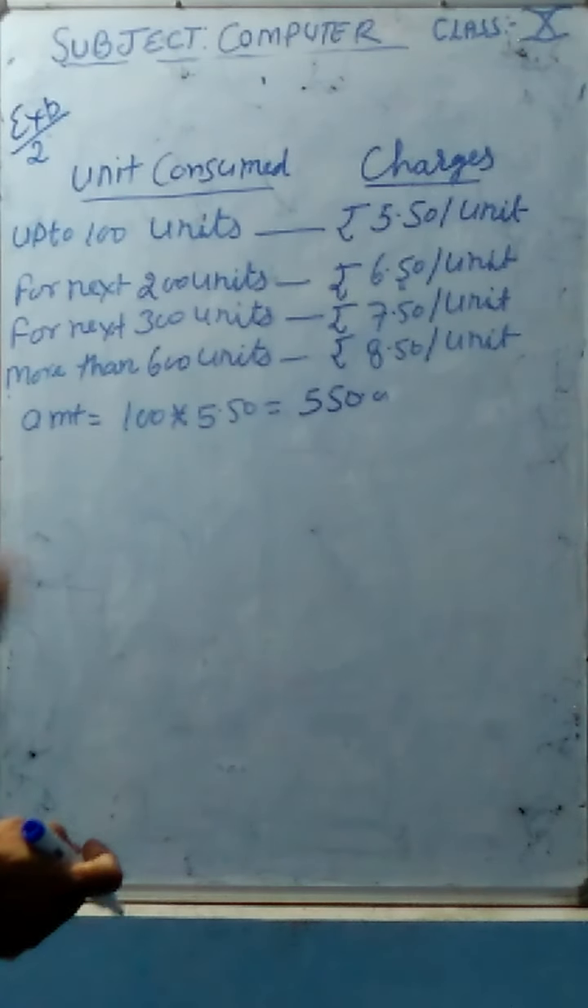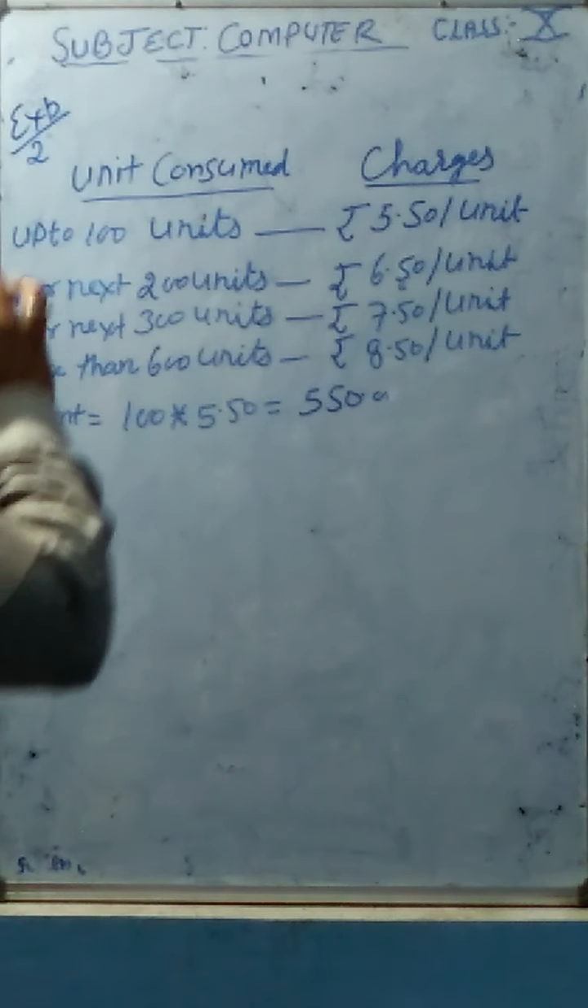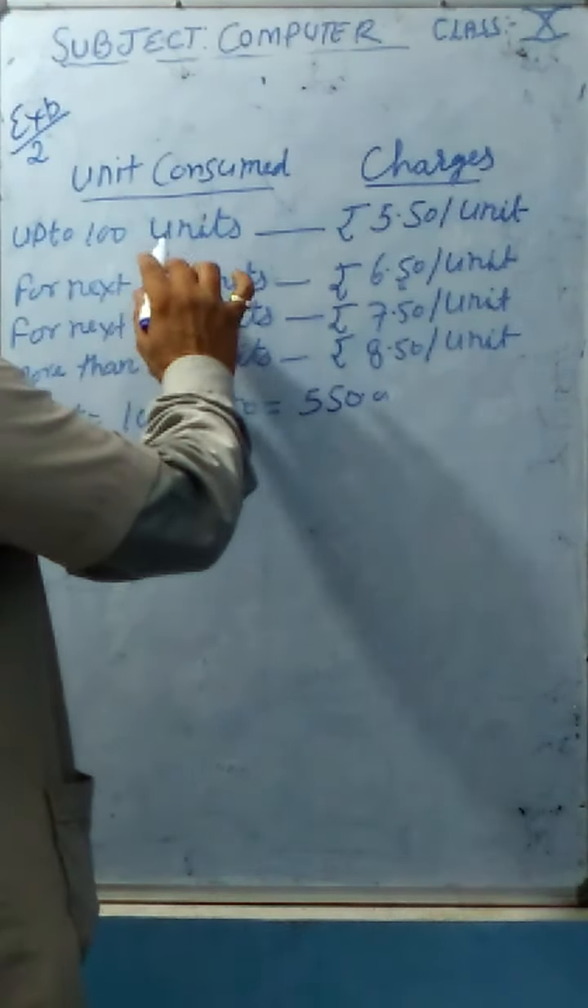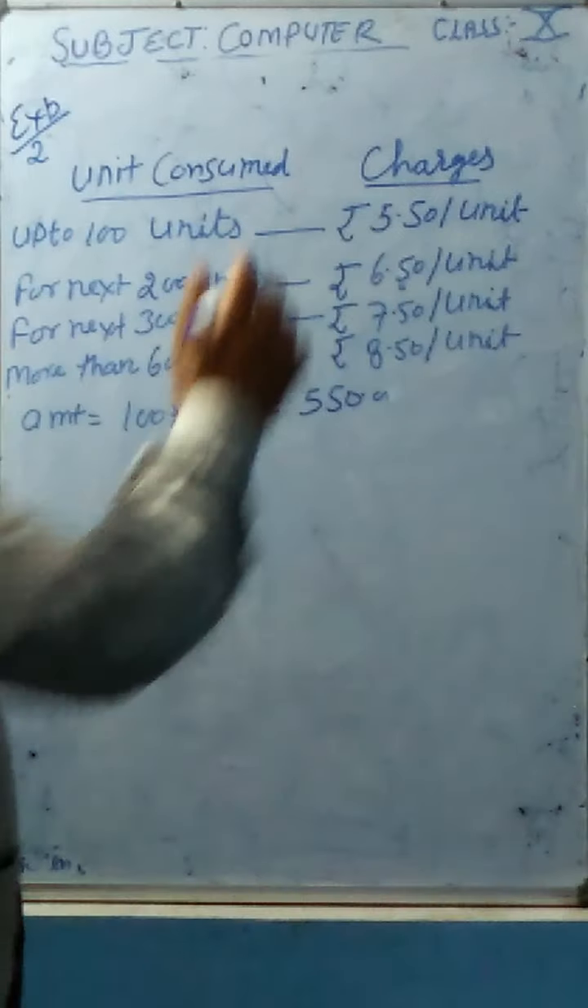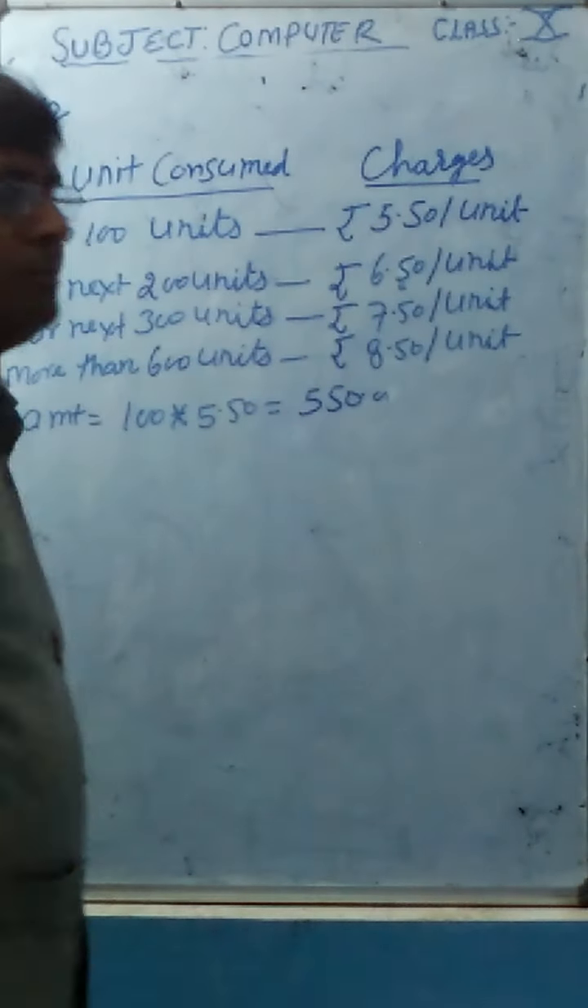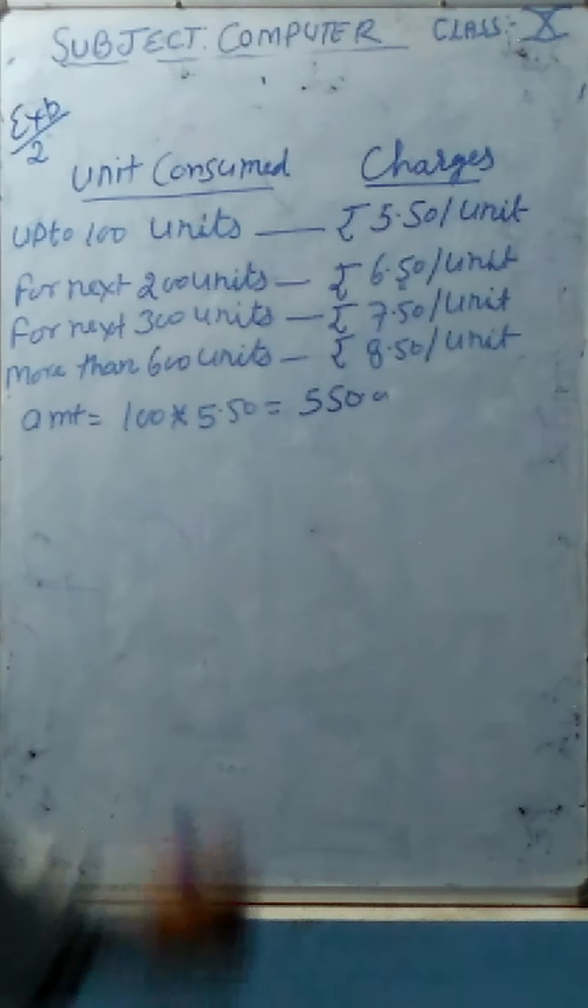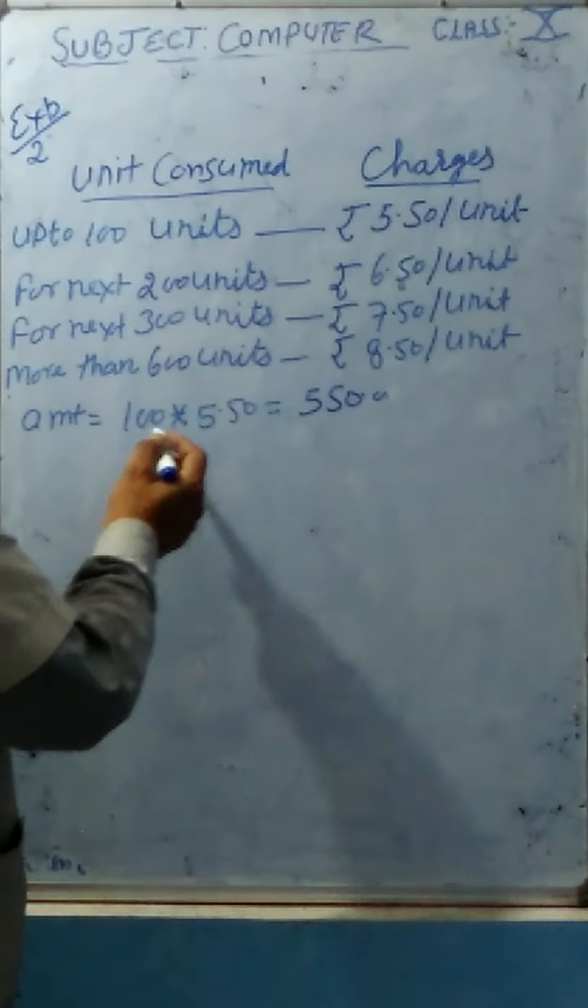First of all, suppose your consumed unit is given as 100 units. Then the charge is 5 rupees 50 paisa per unit. So then the amount will be simply 100 multiplied by 5.50.